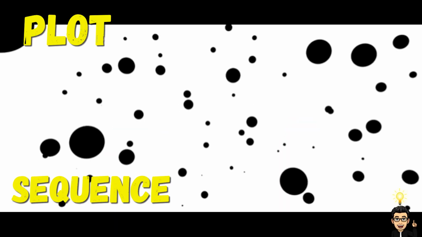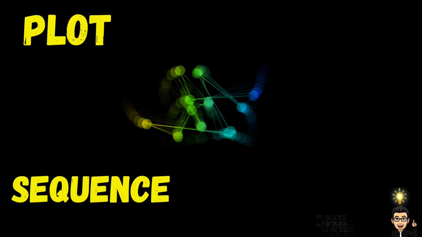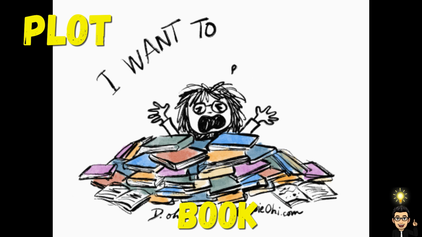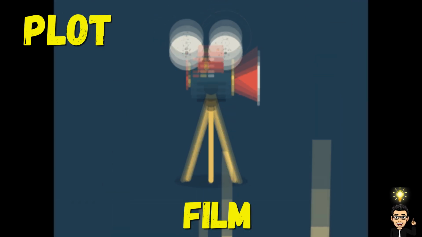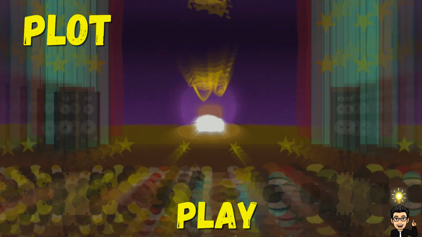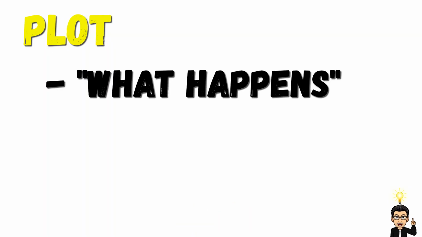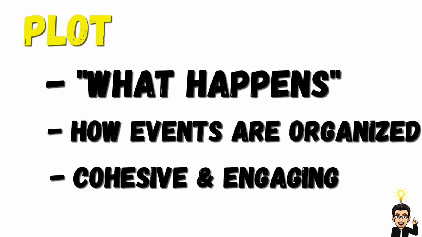Today we are going to talk about the plot and its parts. A plot is the sequence of interconnected events that make up the story in a narrative, whether it's in a book, film, play, or other forms of storytelling. It is essentially the what happens in a story and how the events are organized to create a cohesive and engaging narrative.